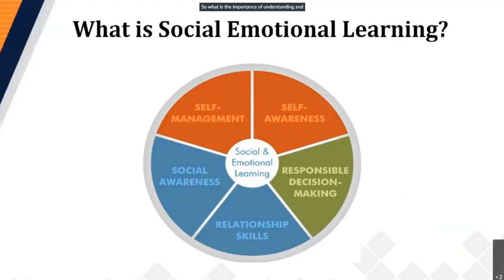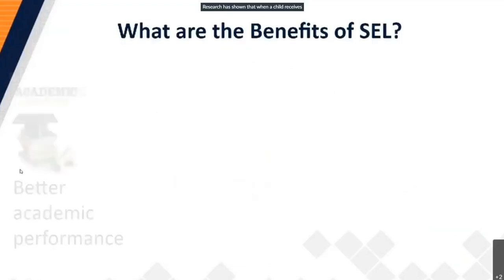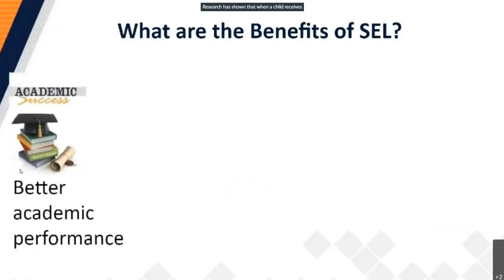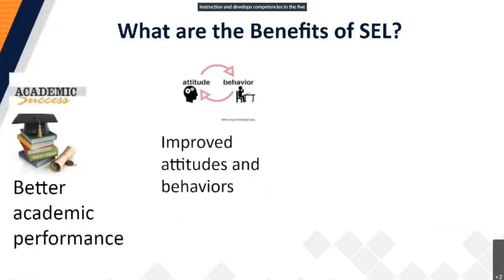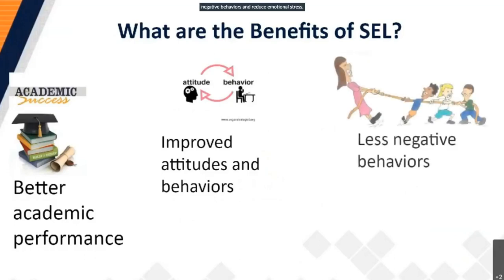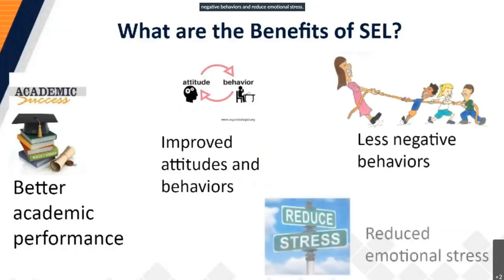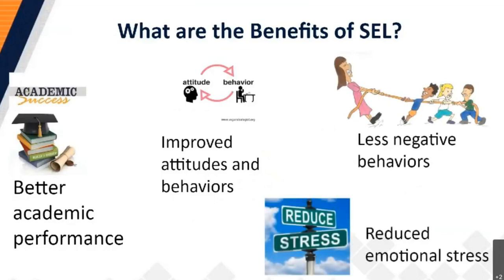So what is the importance of understanding and teaching our children SEL? Research has shown that when a child receives instruction and develops competencies in the 5 areas, they will have better academic performance, improved attitudes and behaviors, show less negative behaviors, and reduce emotional stress. These are all things we want for our own children.